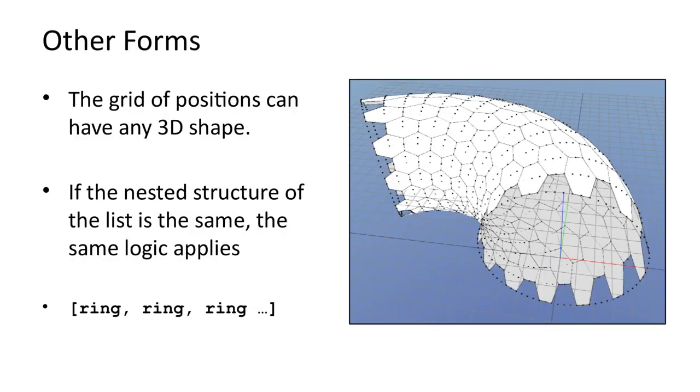Finally, note that the grid of positions can have any shape in 3D space. In this example, positions define a more complex type of shape. As long as the structure of the nested list is the same, exactly the same logic can be applied.